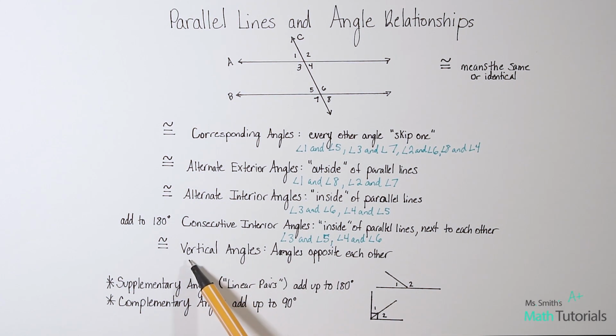Our next angle is vertical angles. These are angles opposite each other. So I kind of think of them as the X angles.